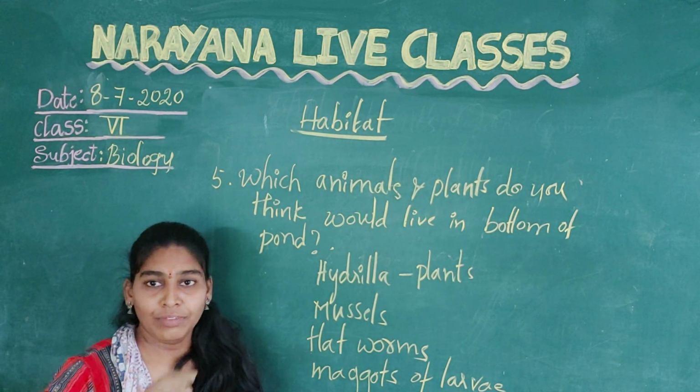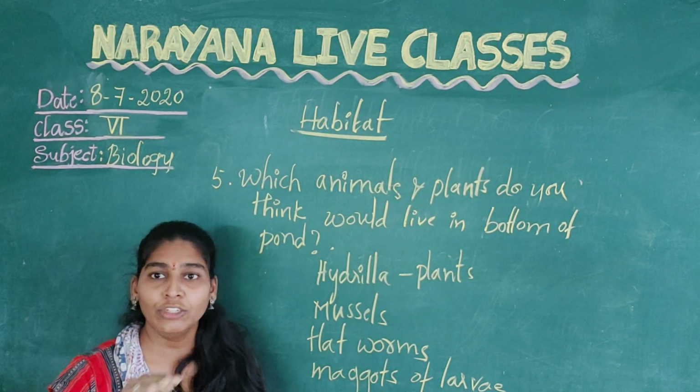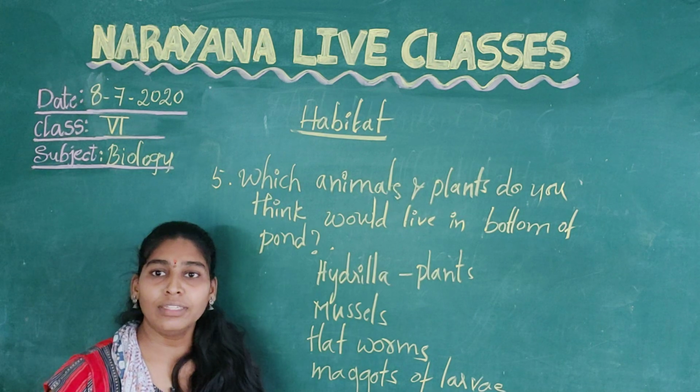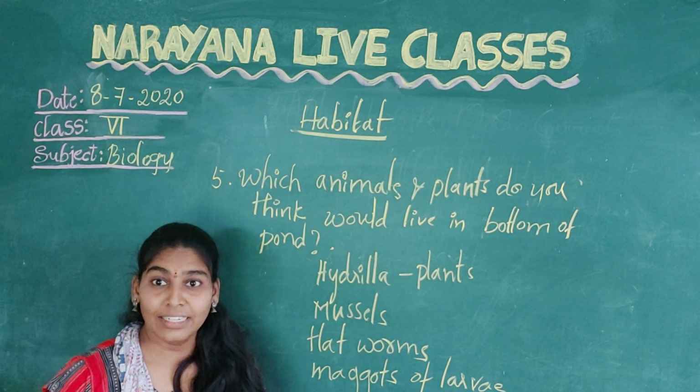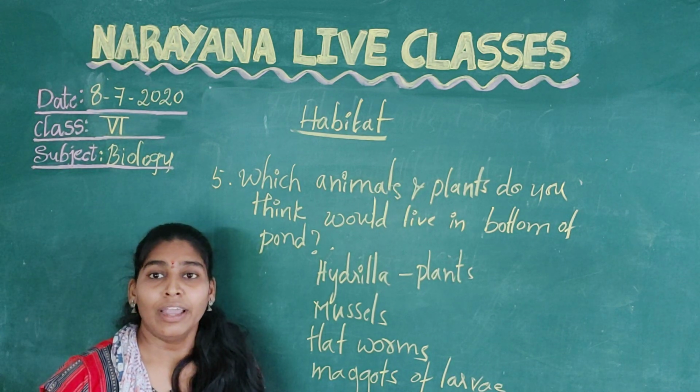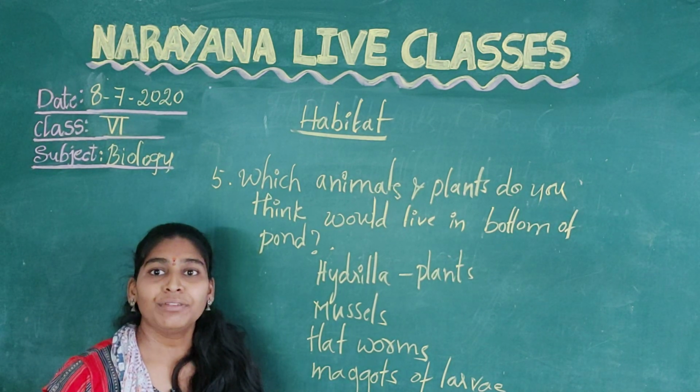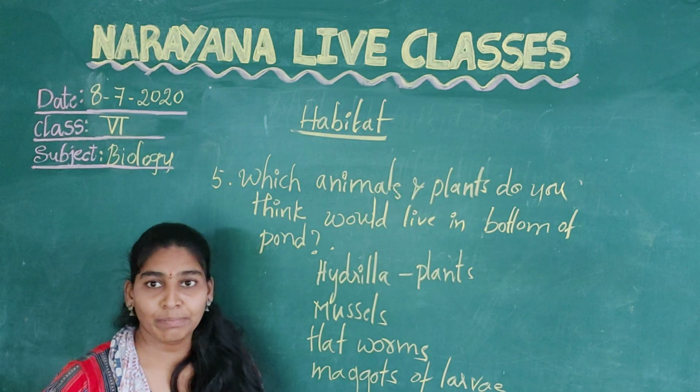So these are the phases according to the different regions: the availability of food, air, water and light. According to that, the organisms will survive in that particular region.